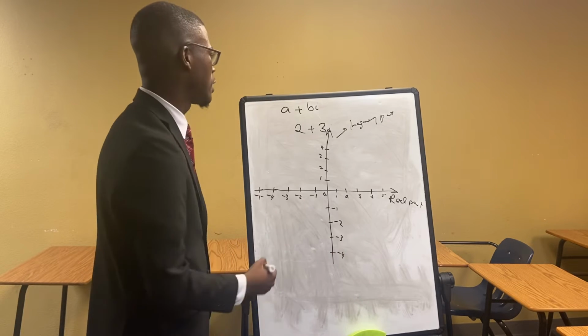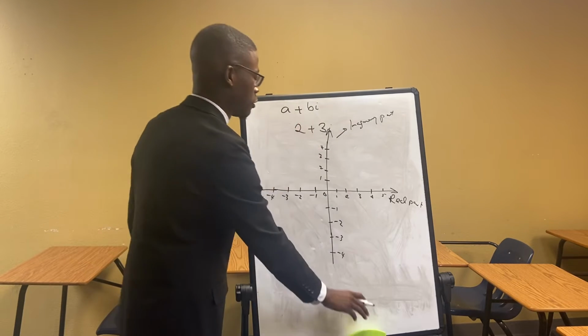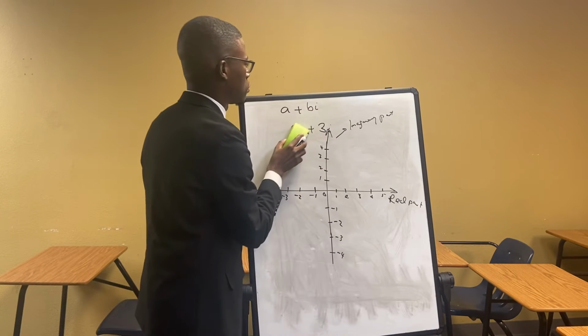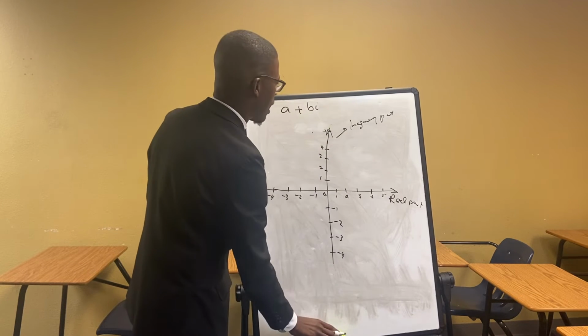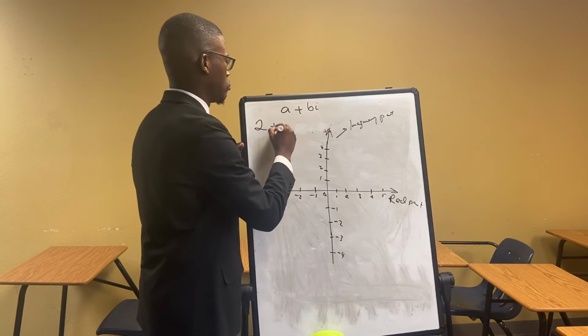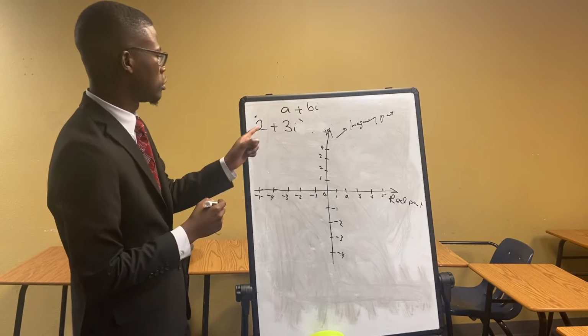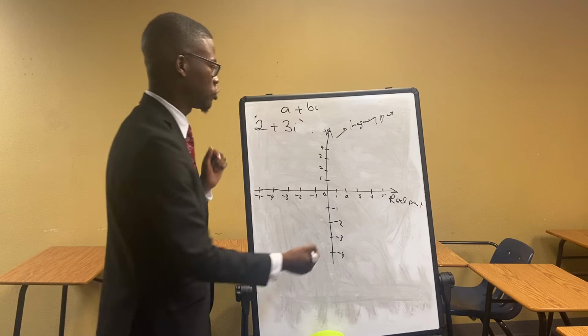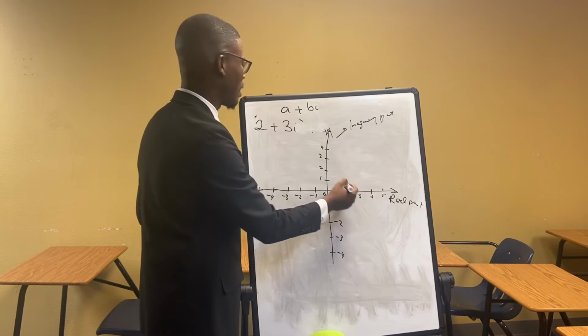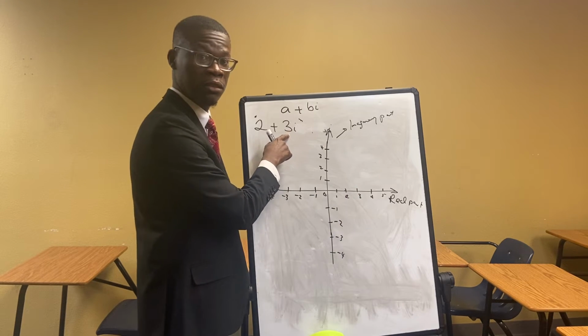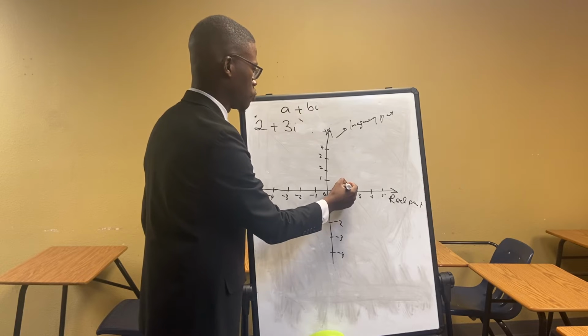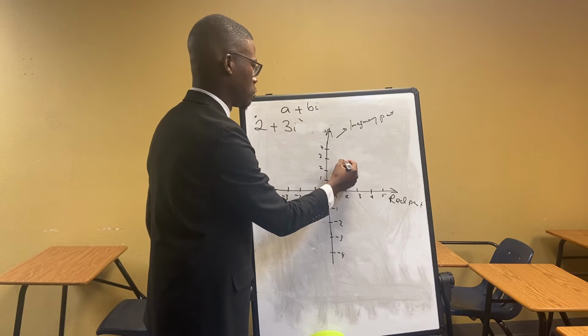All right. So now we want to plot the complex number 2 plus 3i. Let me write this here to make it clear. This is what we want to plot, right? So it has a real part of 2. So where is 2 here? 2. And it has an imaginary part of 3. 3. So 2 on the real and 3 on the imaginary.